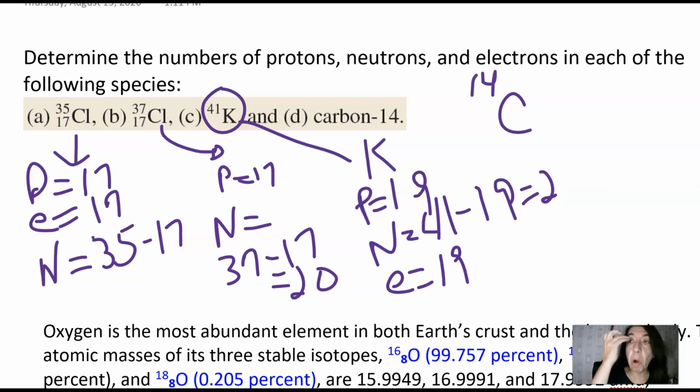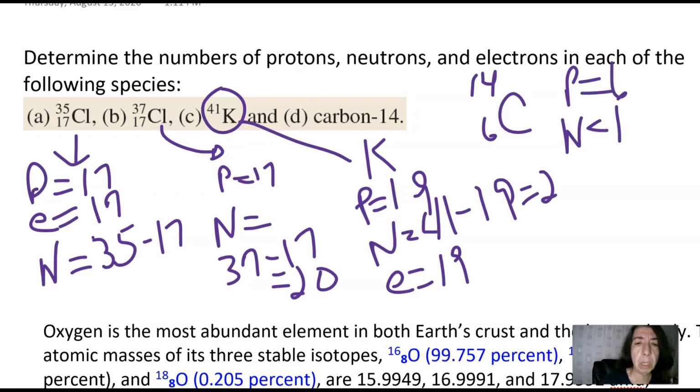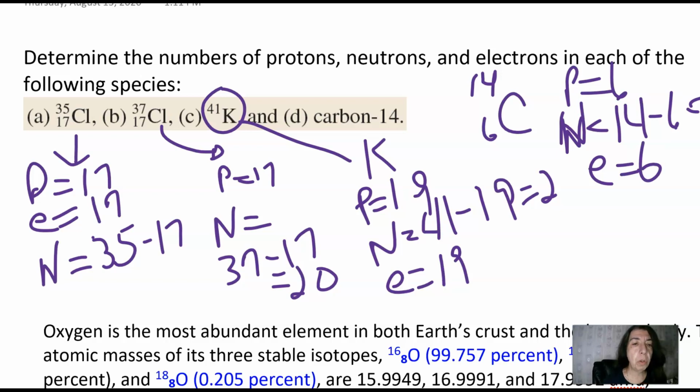Carbon on your periodic table is always 6, because 6 is carbon, so it has protons equal to 6. The neutrons now are equal to 14 minus 6, which is 8. And then again, this is an N. The electrons are always the same as the protons, so they're also 6. So you can look at any combination.